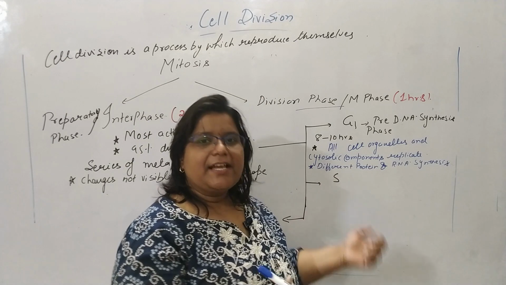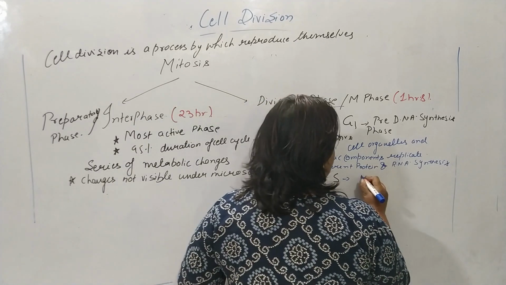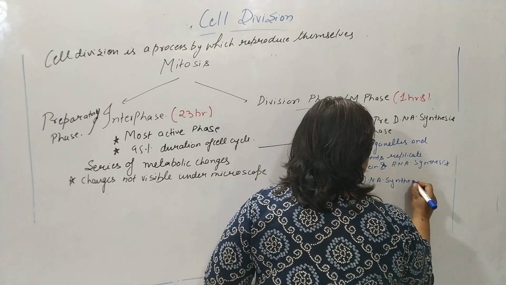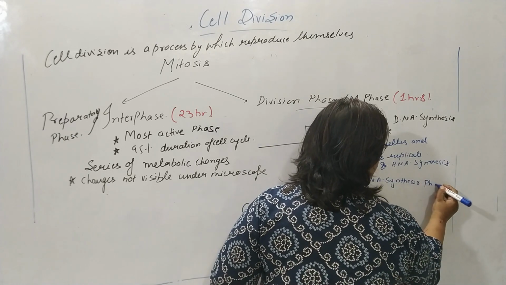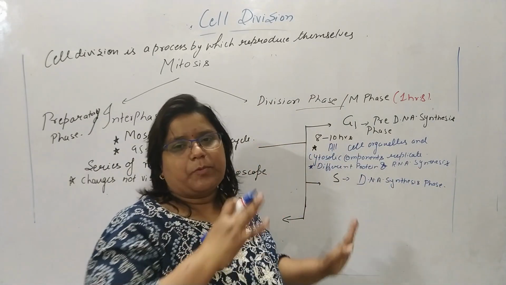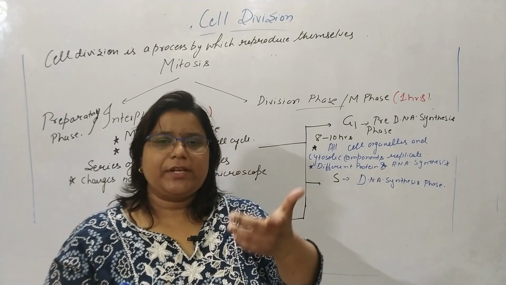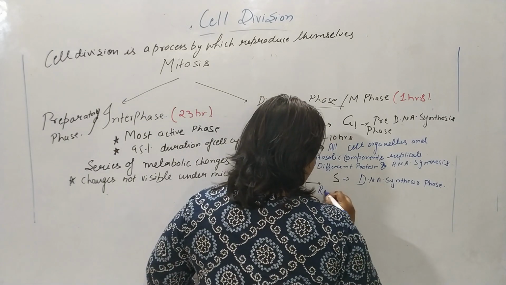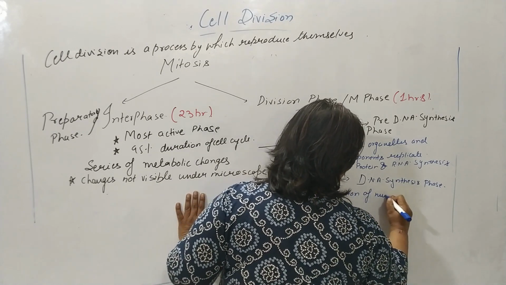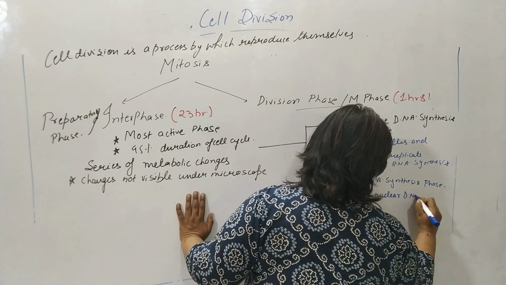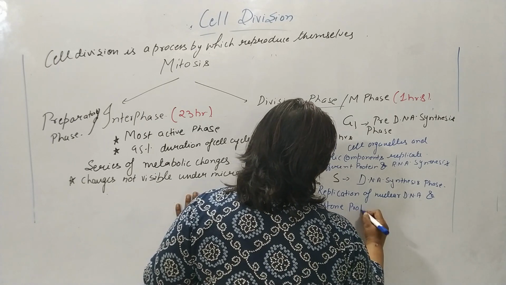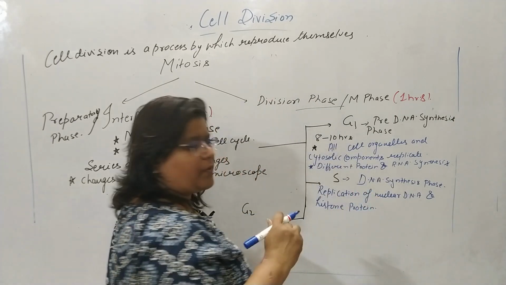And second is the S phase. S phase is known as the DNA synthesis phase, because DNA synthesis will take place in this process. Okay, so replication of nuclear DNA and histone protein synthesis takes place in this process.